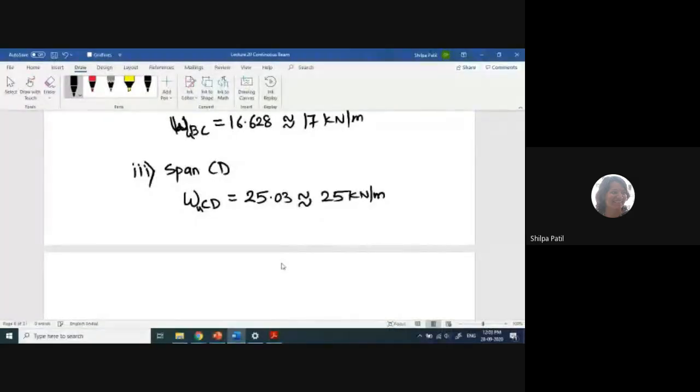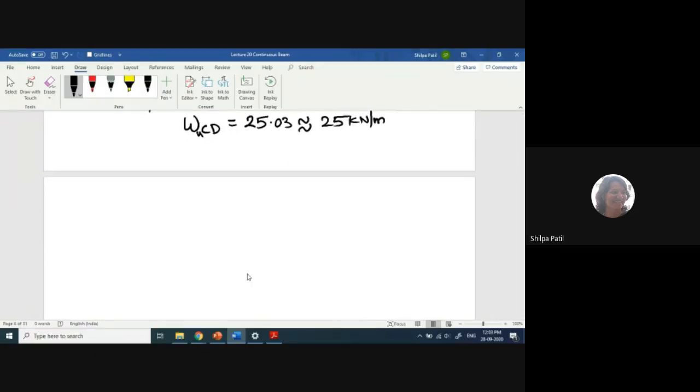All right. So let us draw now a diagram for a beam showing the loads and spans. So this is beam ABCD, A, B, C, and D. Okay. And show the UDL on each span.